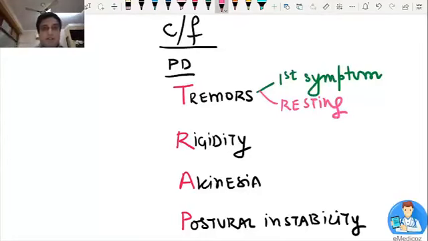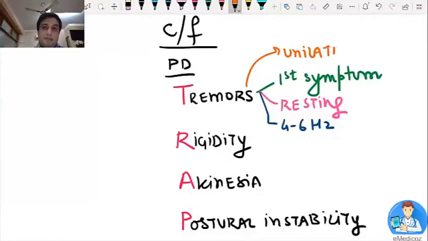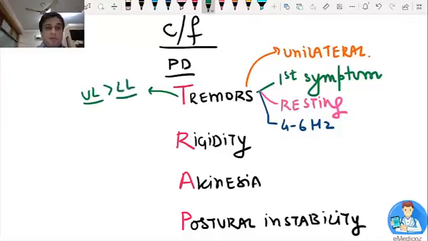Along with this, the frequency of these resting tremors is 4 to 6 hertz. Of course, these tremors happen on one side only, unilateral. And of course, they are more prominent in the upper limb than the lower limb. These are a few qualities of resting tremors I'm telling you.